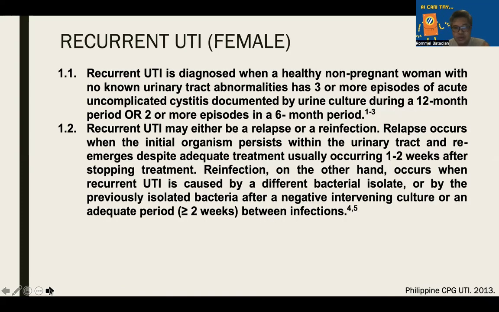So the definition of recurrent UTI is a healthy, non-pregnant woman without known urinary tract abnormalities with 3 or more episodes of acute uncomplicated cystitis documented by culture during a 1-year period, or 2 or more episodes in half a year. So it could be a relapse or a reinfection. A relapse is when the initial organism persists and reemerges despite adequate treatment.